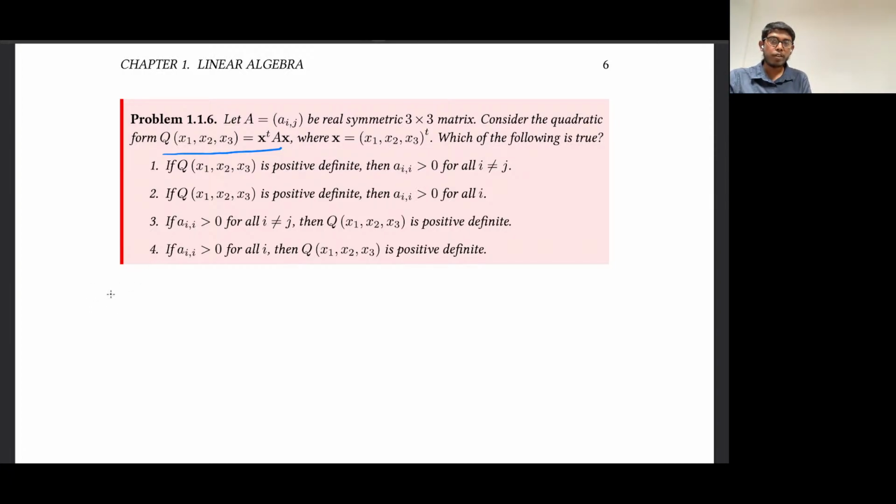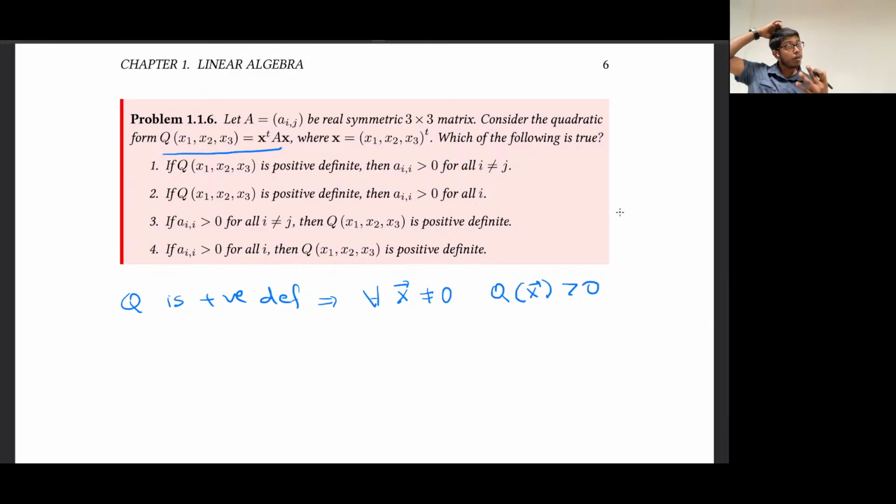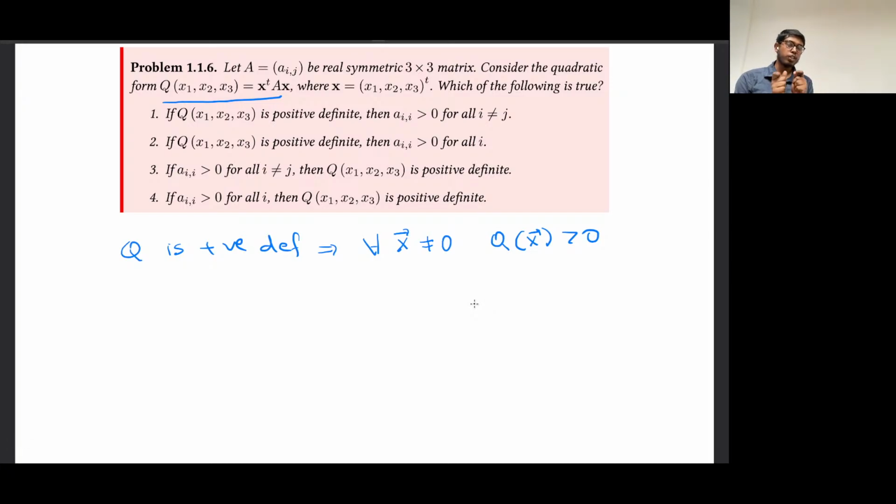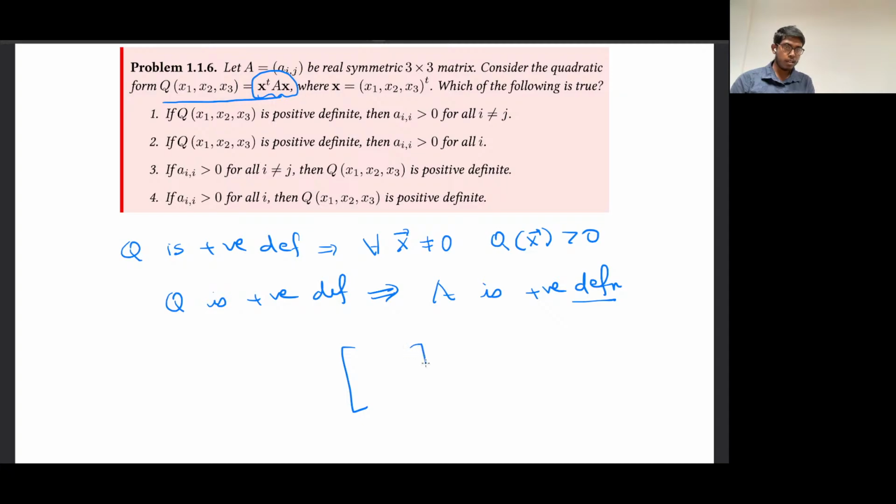Recall that Q being positive definite means that for every non-zero x, Q of x is greater than 0. Can you see that Q is positive definite implies A is positive definite? Q is nothing but X transpose AX. So if Q is positive definite, then this must be positive definite. Otherwise, of course, it may not be true; it may happen that this is positive definite but Q may not be positive definite.